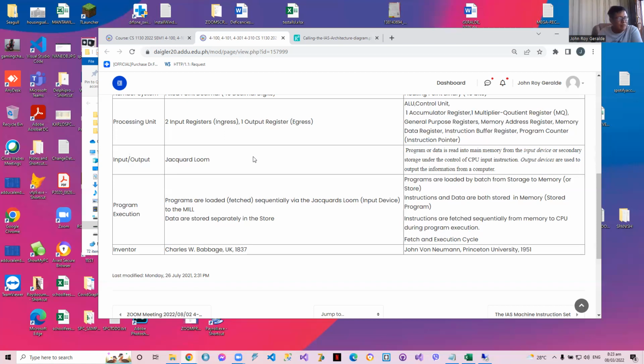It's not from the hard disk nor the Jacquard loom. Instructions are fetched sequentially from memory to the CPU, not from the hard disk directly. Okay? This process is called the fetch and execute cycle. So this is called the stored program concept. Do you follow? Stored program concept because the program is fully loaded or stored first into memory before it's executed one by one.